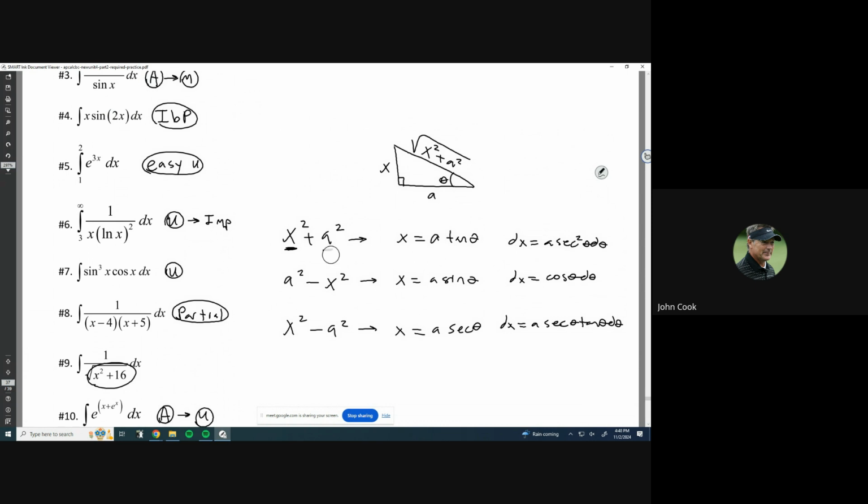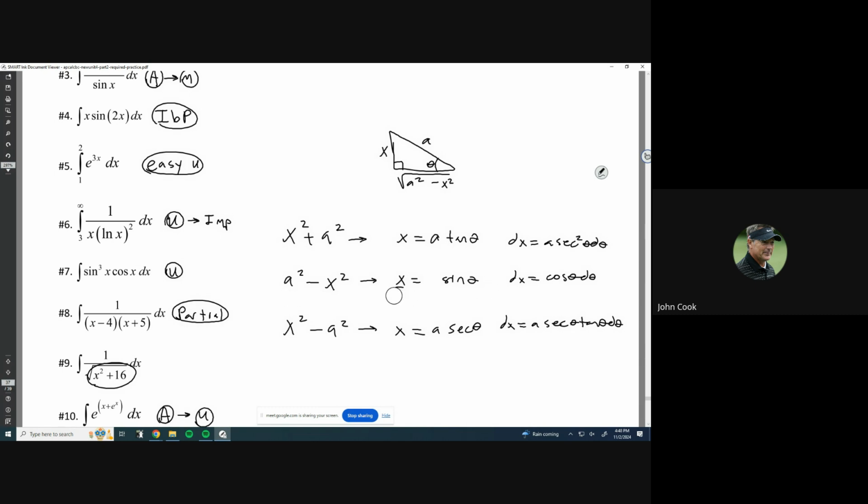Similarly with sine, you can make the sine ratio pretty easily. Remember, sine is opposite over hypotenuse. If you divide both sides by a, then sine is equal to x over a. So the opposite side is x and the hypotenuse is a. That means the adjacent side is the square root of a squared minus x squared, which is like this pattern right over here.